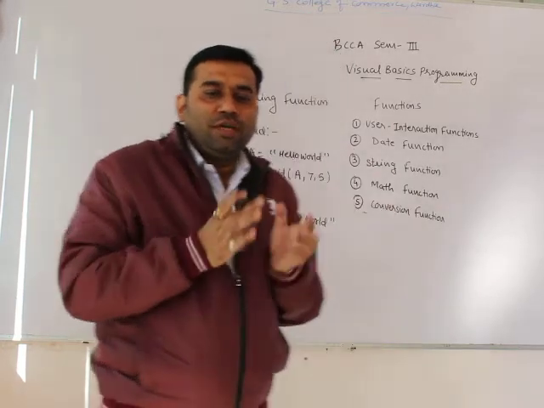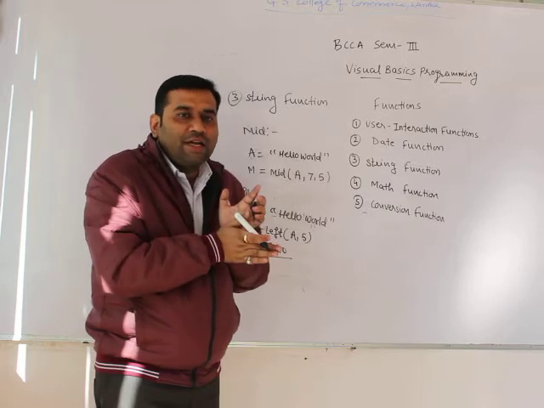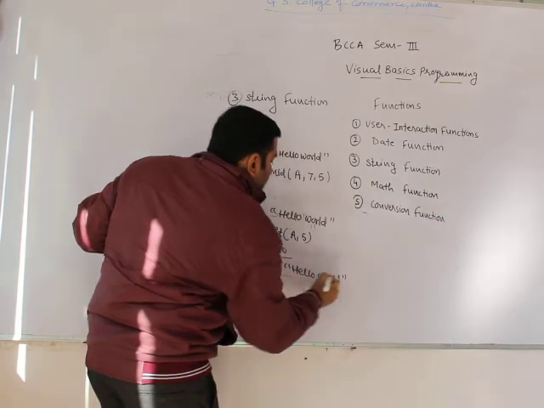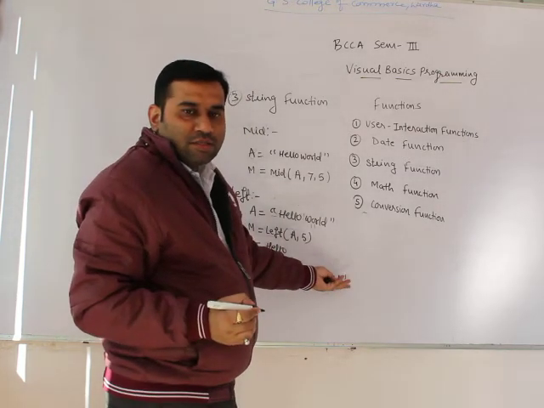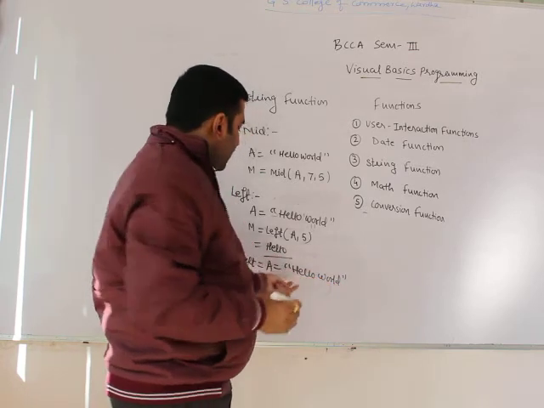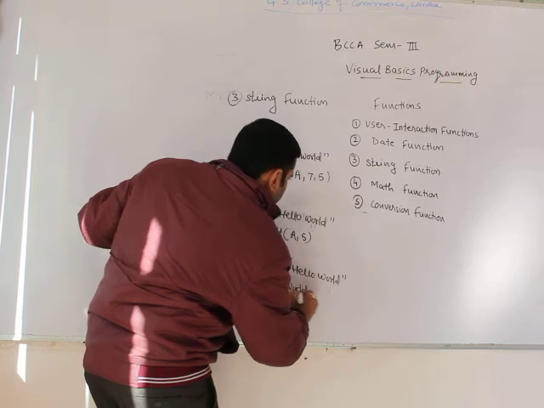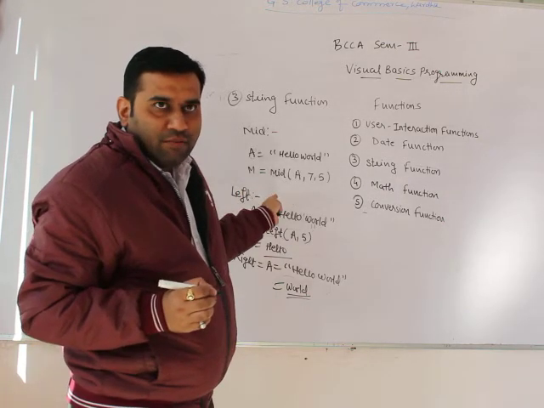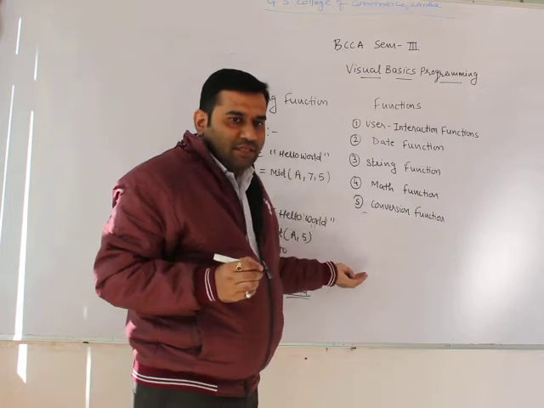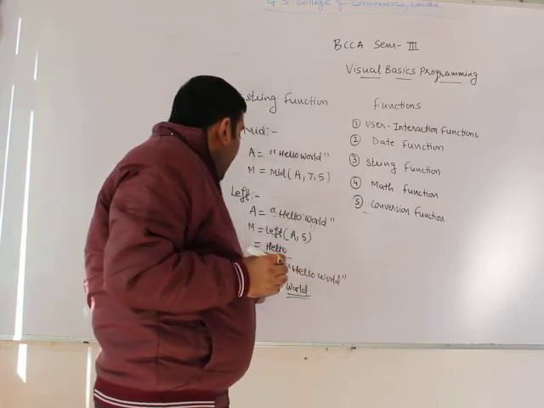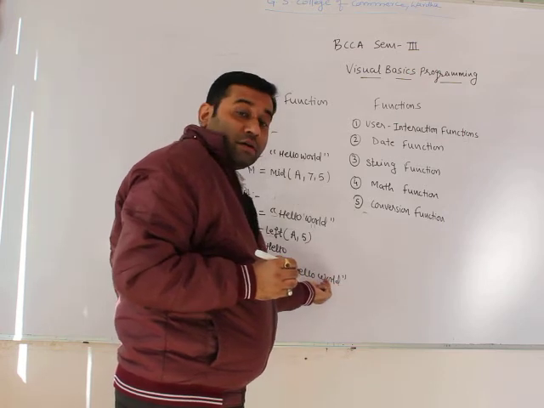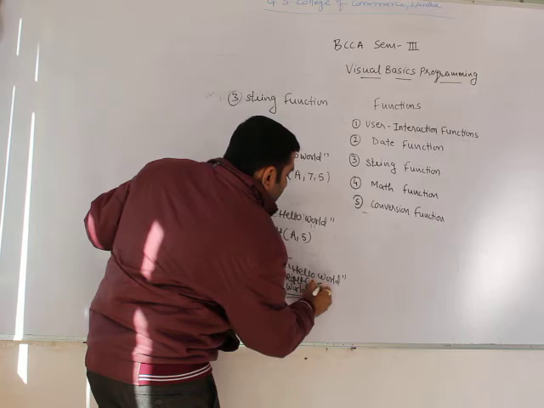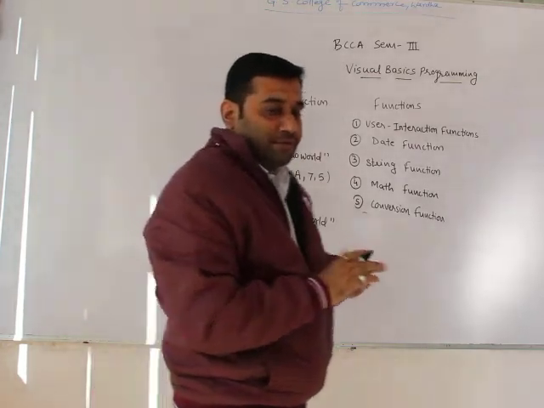Next is Right. Similarly, the Right function is used to retrieve the specified number of characters from the right side of a string. The string is A equal to hello world, and the characters are counted from the right side, 1, 2, 3, 4, 5, and the result is world. In the Left function, the characters are counted from the left side, and in the Right function, the specified number of characters is counted from the right side.